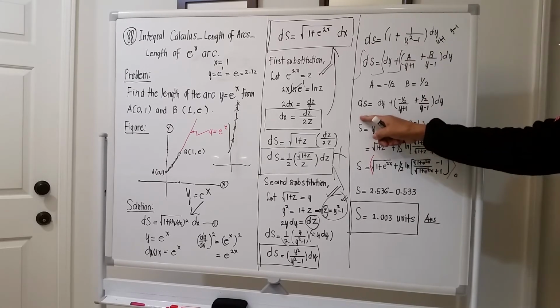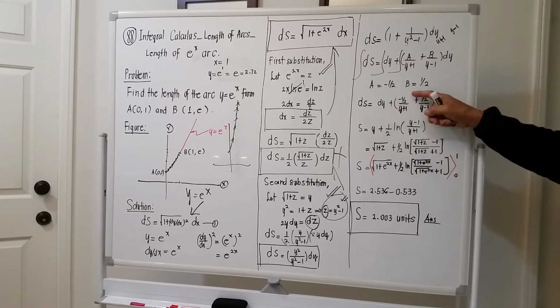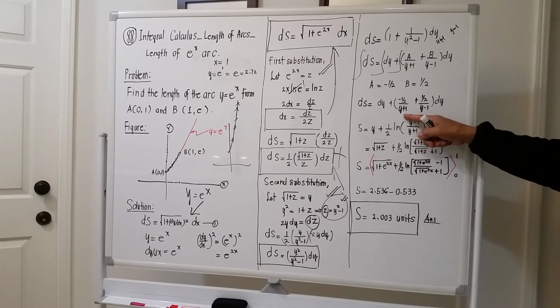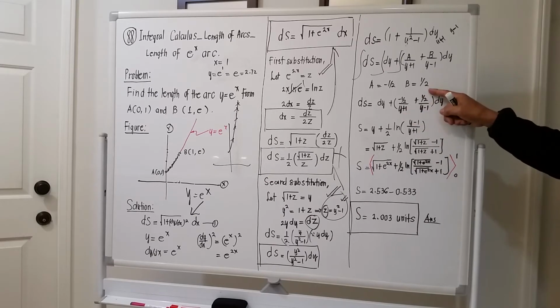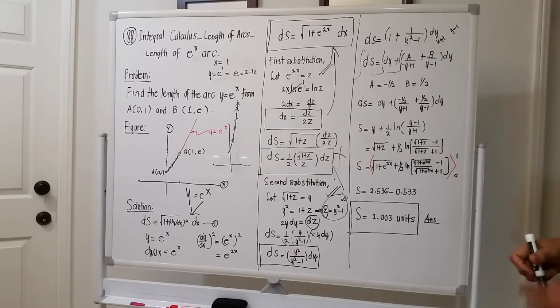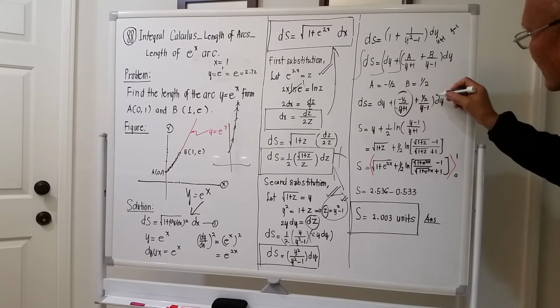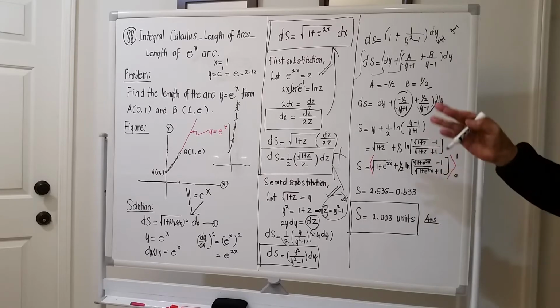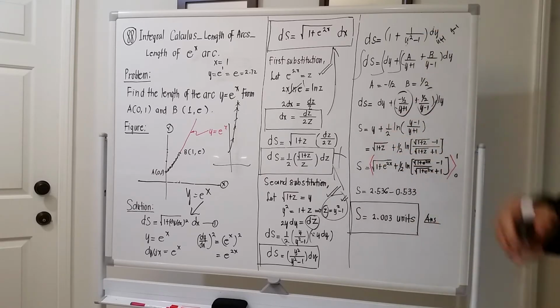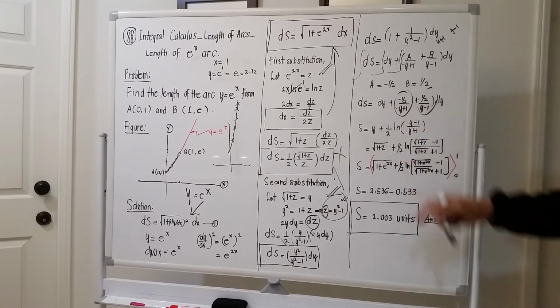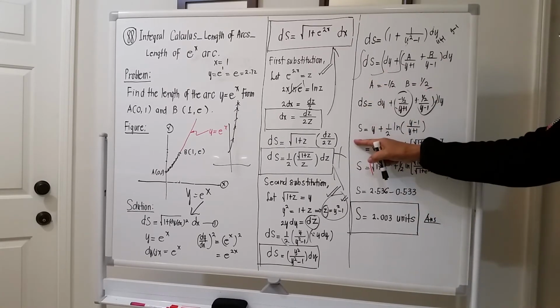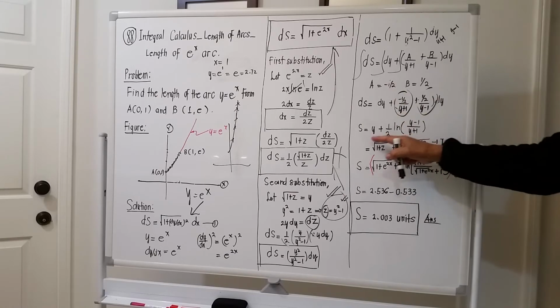So ds now will be dy plus a, which is minus 1/2 over y plus 1, plus b, which is 1/2 over y minus 1, quantity dy. This is integrable. They both fall under the natural logarithm. And the integral of dy is just y. So the integral of ds will be s, and the integral of dy will be y.